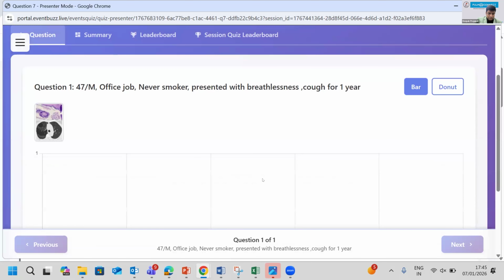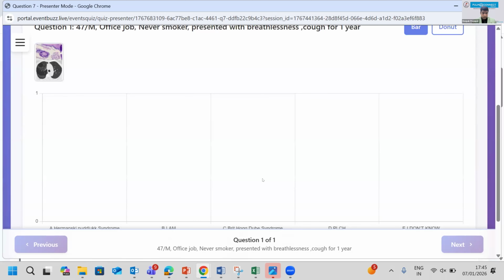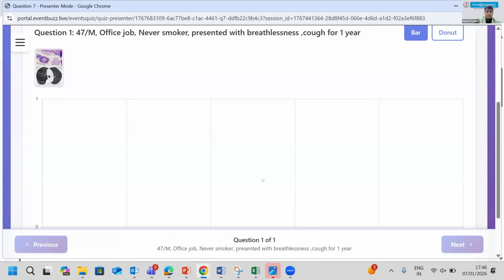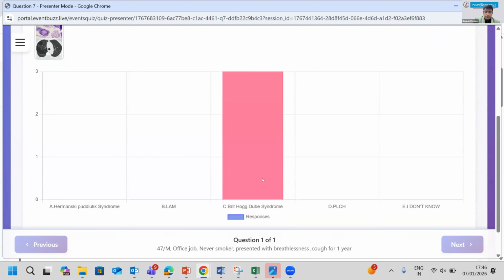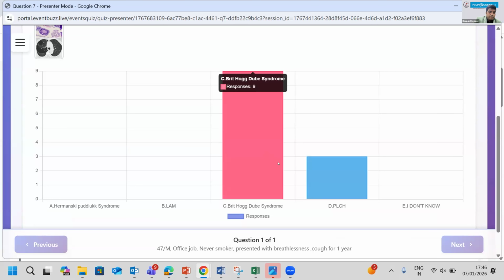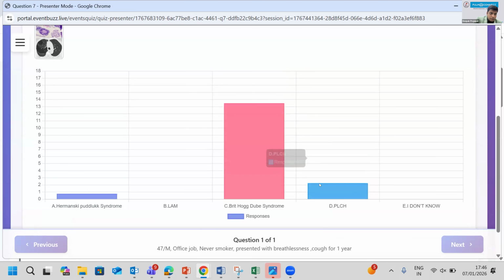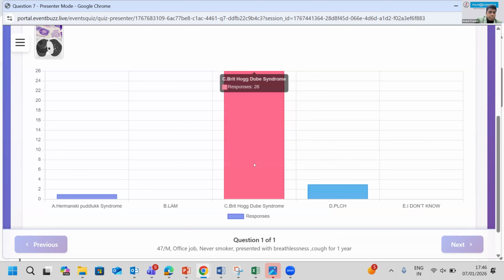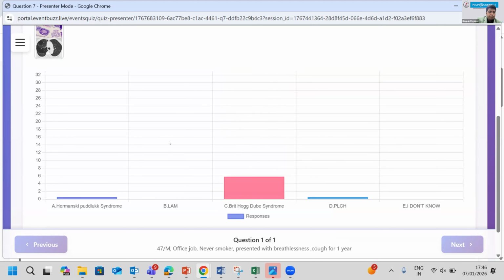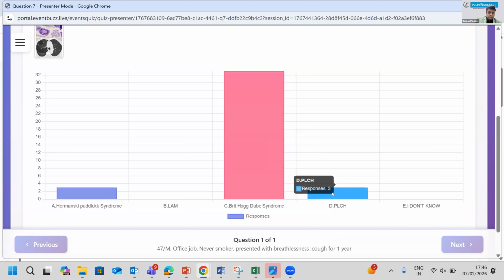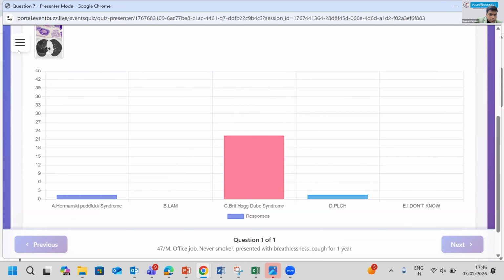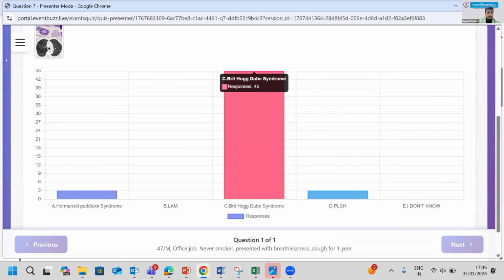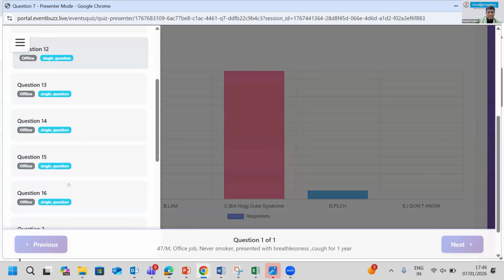So he's a 47-year-old male, office job worker, never smoker. He presented to us with breathlessness and cough for 1 year, and this is the CT finding, having a cystic lung disease, and the skin biopsy which we are showing, the fibrofolliculoma. And also I think there is one slide there which they missed, which is the folliculin gene.